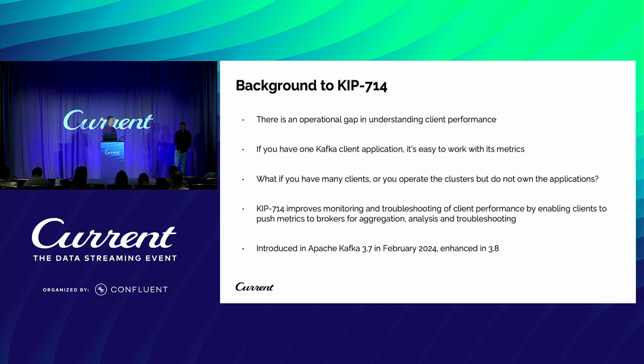KIP 714 was introduced in Kafka 3.7, which was in February this year. It was then improved in 3.8, so if anyone was going to start using it today, I would probably recommend starting with 3.8 instead, but it came in 3.7. The important part of that is when you introduce a new feature into Kafka and it has client and broker changes, it takes forever for the clients to roll out, because of course you have to touch every client application. The fact that the clients were fixed in February 2024 means there's been a reasonable amount of time for them to roll out, so you can get the data from them.